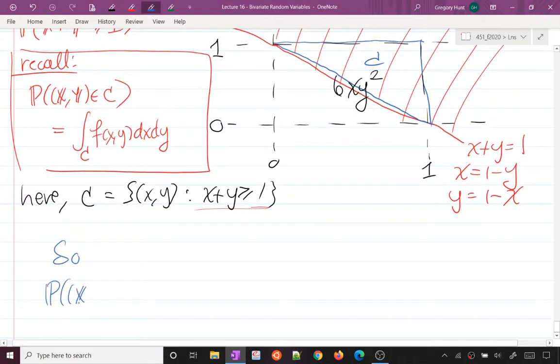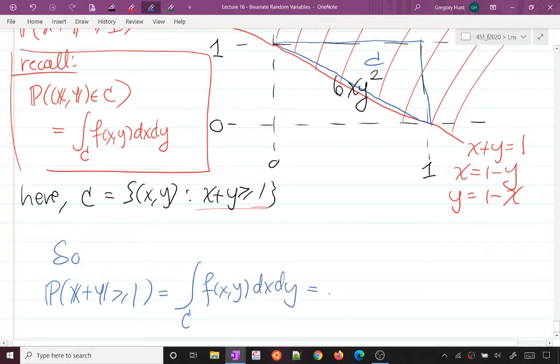Probability x, what did I want? I want the probability that x plus y is bigger than or equal to 1, which is the integral over that set C of f(x,y) dx dy. And now we basically just have a calc problem, right? I've given you a function f(x,y), integrate over this area. From here, it is Calc 3. And so we just have to set the problem up correctly.